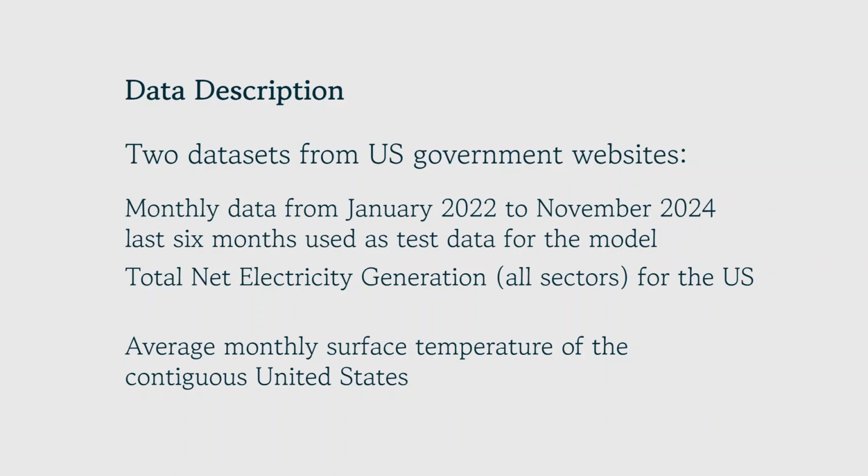For a description of the data, it was retrieved and is publicly available at two government websites. It was monthly data from January of 2022 to November of 2024, with the last 6 months exclusively used to test the models for their accuracy. The two sets of data are total net electricity generation from all sectors for the United States, so basically electricity usage in the United States. And the second set of data is, for the same time period, the average monthly surface temperature of the contiguous United States.